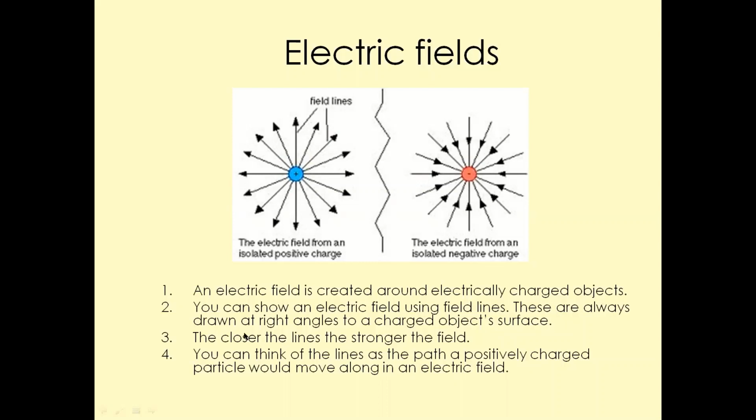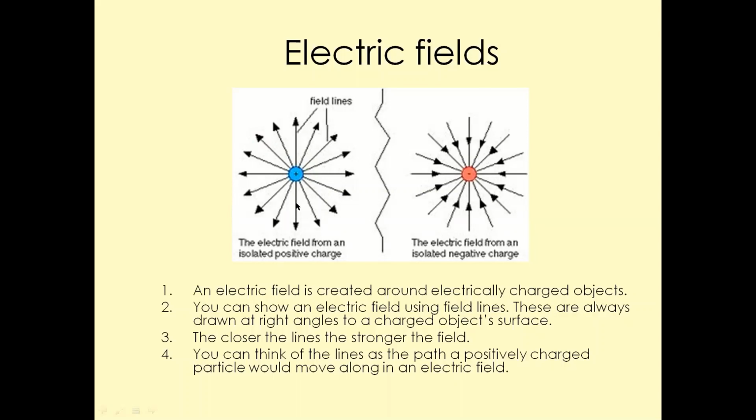And they're always drawn at right angles to the surface. They're always drawn at right angles to the charged object's surface. So here, at this point, they're always drawn at right angles to the surface. The closer the lines are, the stronger the electric field. The further away they are from each other, the weaker the electric field.